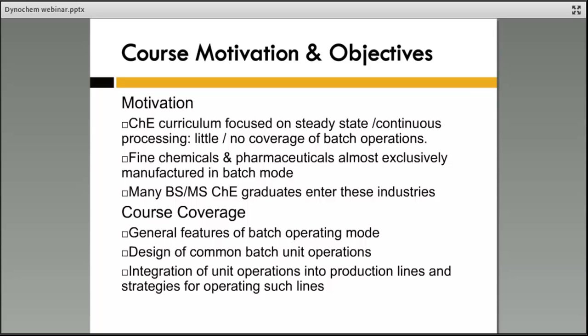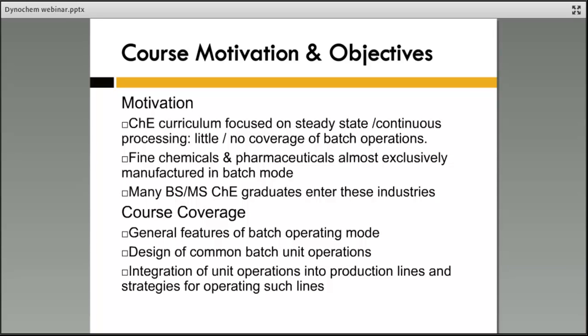So the motivation was really that the way the curriculum is currently structured, there's really very little time for discussion of batch. It's basically continuous focused, and yet there's a significant industry sector, including pharmaceuticals, that is, shall we say, dedicated to the batch mode.